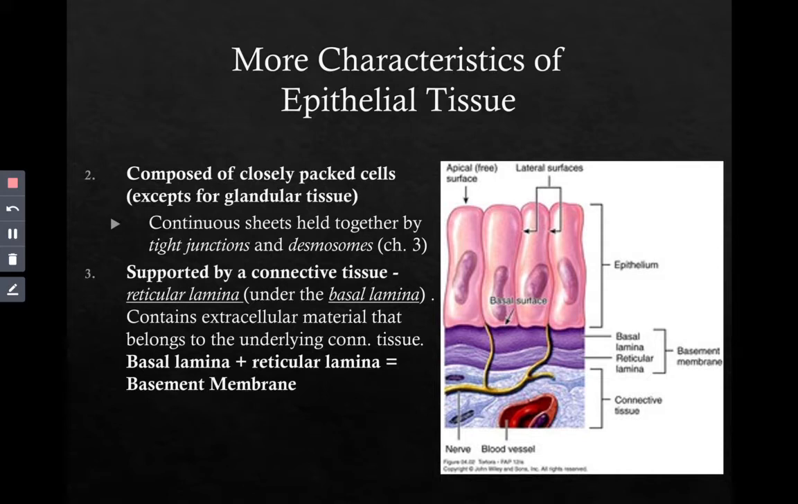So I'm going to go over that again because that could be a very easy question you may see on a test. A question could say, what makes up the basement membrane? And then you would answer the basal lamina layer and the reticular lamina layer. And this is extracellular material that belongs to that underlying connective tissue. So these are just the two layers that are immediately adjacent to that underside, or basal surface, of an epithelial sheet.